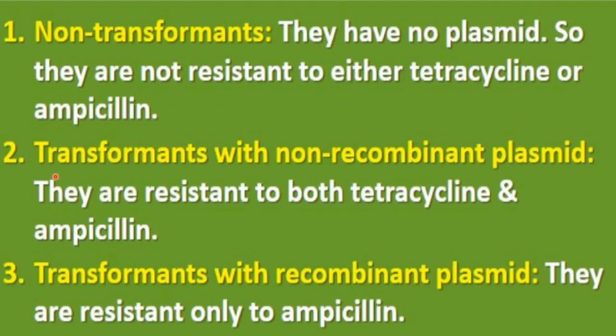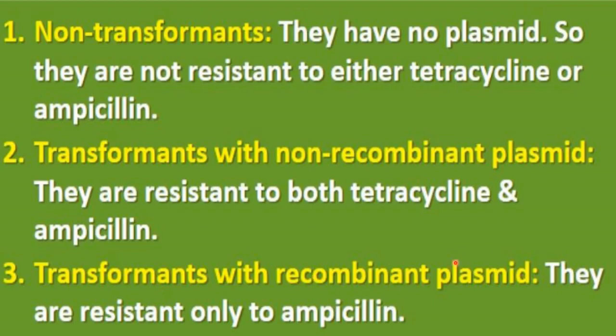So what are these cells? These are transformants with non-recombinant plasmid. Now the third type of cells which we obtain, and which are useful to us, for which we are doing this complete recombinant DNA technology, are the transformants with recombinant plasmid.